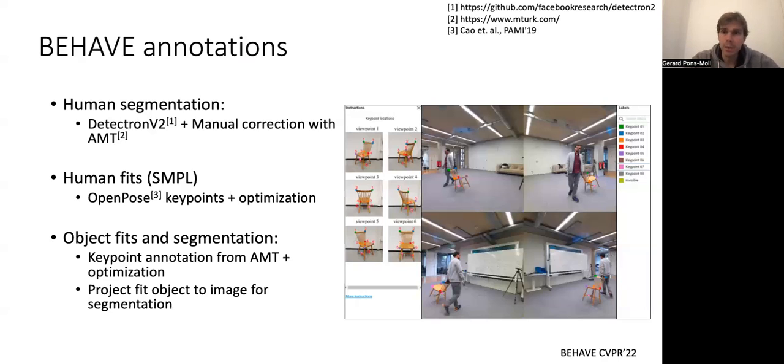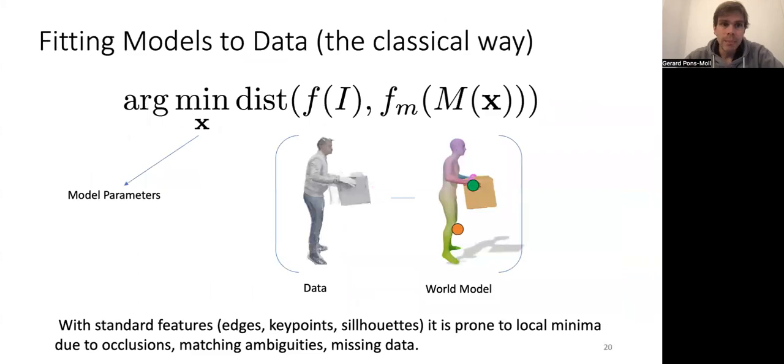And then after this, we trained a model to automatize all this process and be able to automatically recover the SMPL model and the object from 4 depth views of the human and the object. So how do we do this? Well, typically, to fit a model to data, the classical way, as we've seen several times in the class, you would minimize over the model parameters x the distance between features extracted from the image, or in this case the depth images, and the model.